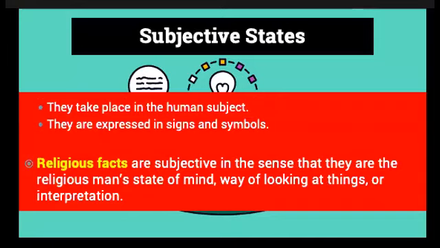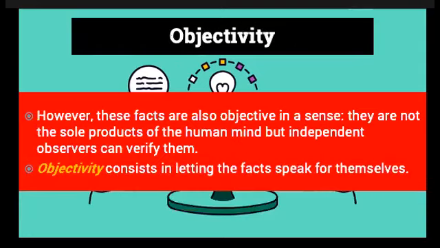In accordance with this, religious facts are subjective in the sense that they are the religious man's state of mind, way of looking at things, or interpretation. However, these facts are also objective in a sense. They are not the sole products of the human mind, but independent observers can verify them. Objectivity consists in letting the facts speak for themselves.